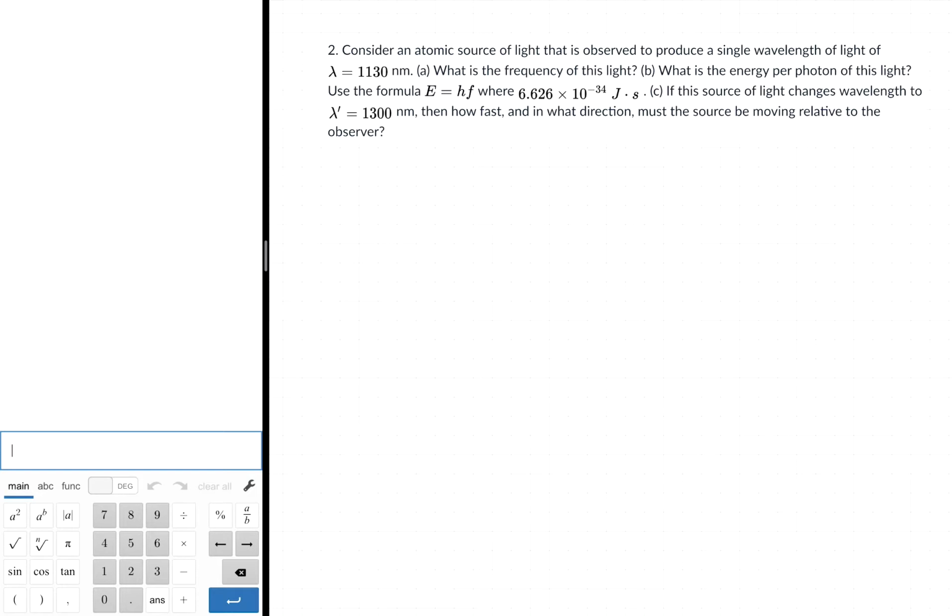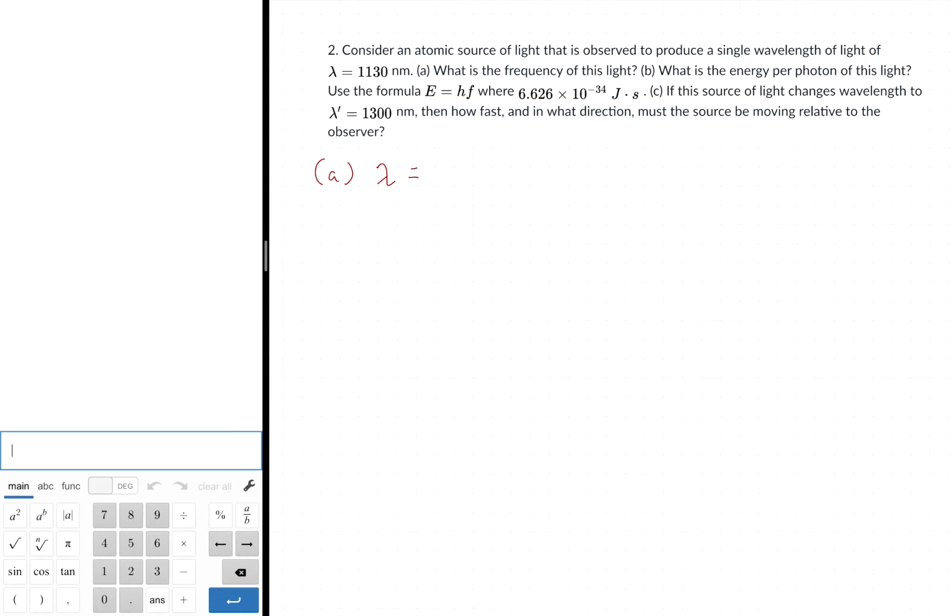Well, what are our calculations? Let's do each part. In part A, we're asked to find the frequency of light given its wavelength. The wavelength we are given here is longer than visible light because it's thousands of nanometers. That means it's infrared light, so longer wavelength, lower energy than visible light.